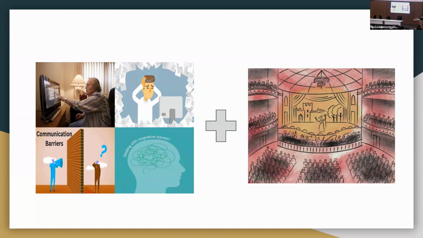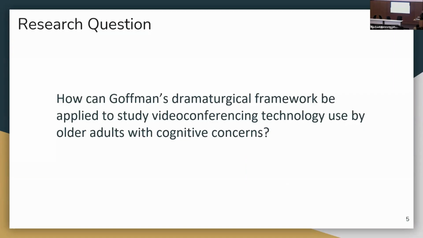And using Erving Goffman's work, we got to think about different kinds of work involved in putting forth this performance. Just like when I stand on this stage, someone had to set up the stage and I had to create the slides and practice this talk in advance. Therefore, in this project, we asked how Goffman's dramaturgical framework can be applied to study video conferencing technology use by older adults with cognitive concerns.